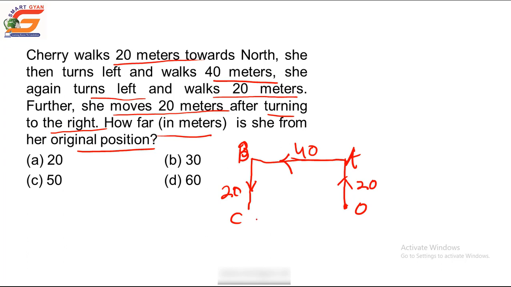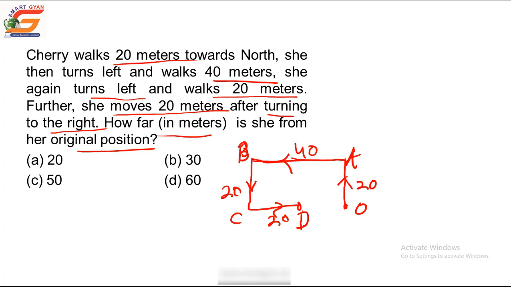Further, she moves 20 meters after turning to the right. So after reaching this point C, she moved 20 meters turning to the right. This one is 40 meters. Then this 20 will be half of this. So she reached here. This is the point, or we say it is the destination. Origin is this one and destination is this one. Here A to B distance is 40, A to O is 20, and B to C is 20. These are two parallel lines.